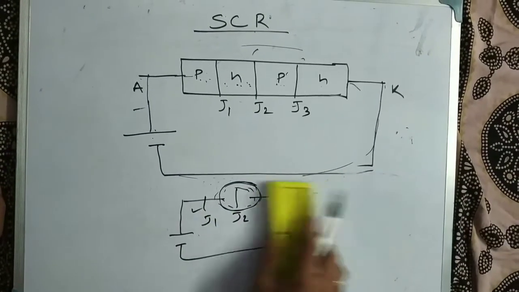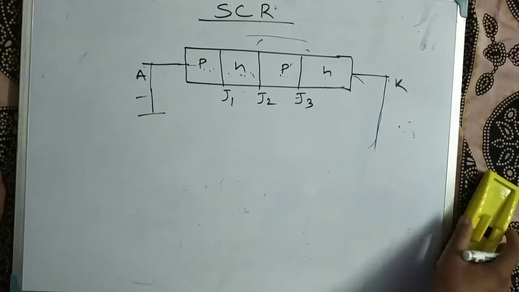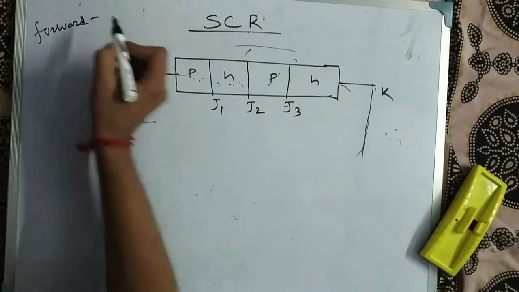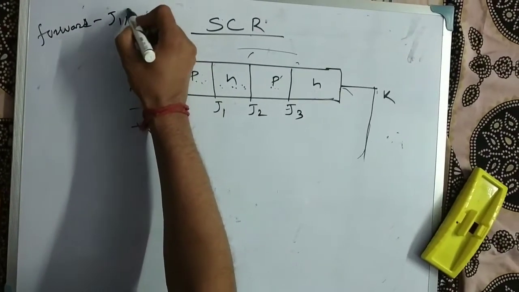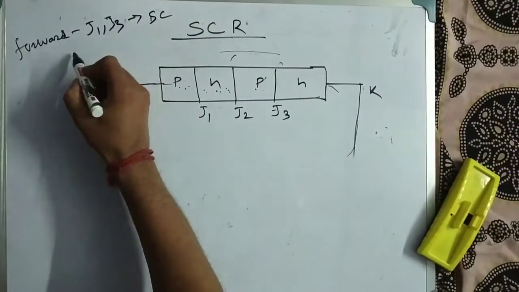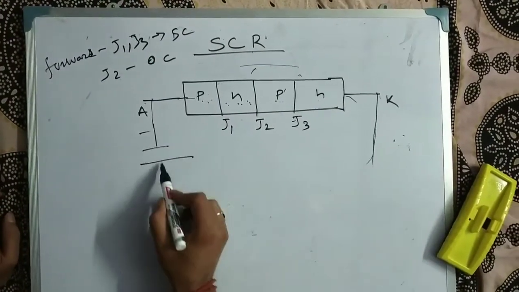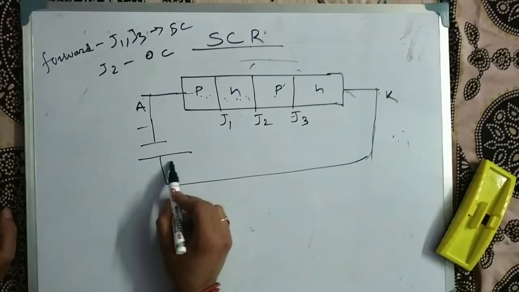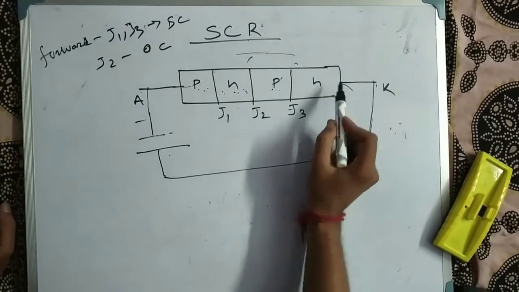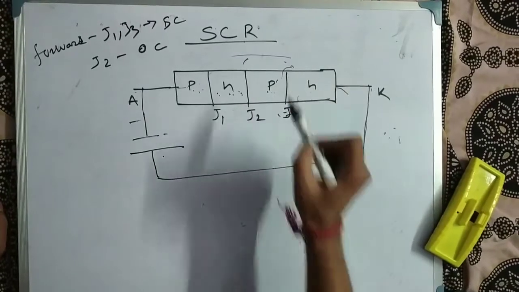Now another case is there. If we connect it reversely, so we can write the forward condition: J1 and J3 short circuit and J2 is open, OC. Now reverse bias is connected. The cathode is connected with the positive terminal and the anode with the negative terminal. Now what will happen? From here we can see N is connected with positive, so the J3 junction will act as an open circuit.